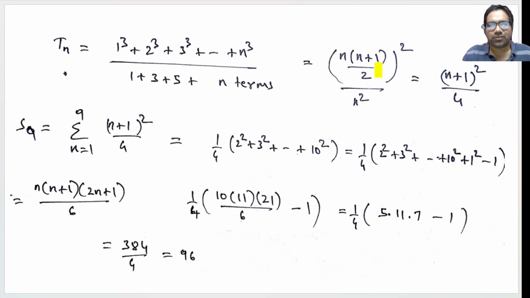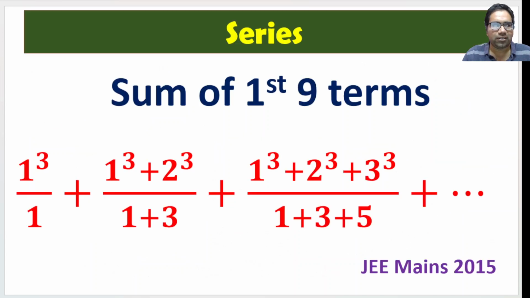Okay, so what is our nth term? n into n plus 1 by 2 whole square by n square. So this becomes n into n plus 1 whole square by 4, and this n square and this n square will cancel. So this can be simplified to n plus 1 whole square by 4. So our nth term is actually n plus 1 whole square by 4.